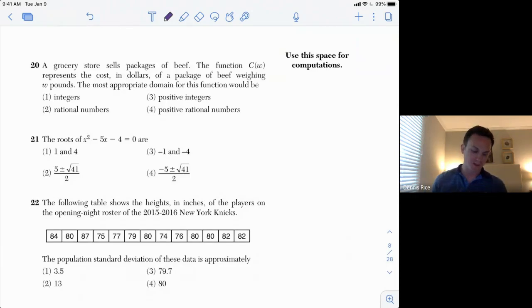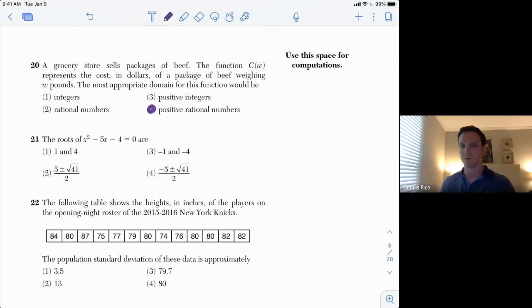A grocery store sells beef. The function C of W. We've seen this question a bunch of times, right? What's an appropriate domain for this? C is the cost, W is the weight in pounds. Be careful here. We've seen a lot of these where it's like, oh, whole numbers, or choice 3, positives. Positive integers is the same as whole numbers. This one is choice 4. Weight can be a decimal. Positive rational numbers is what you'd want here.